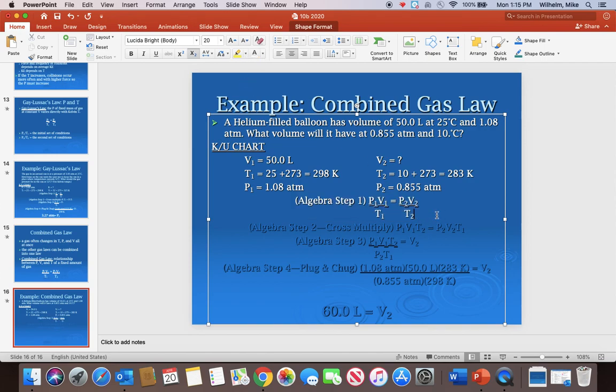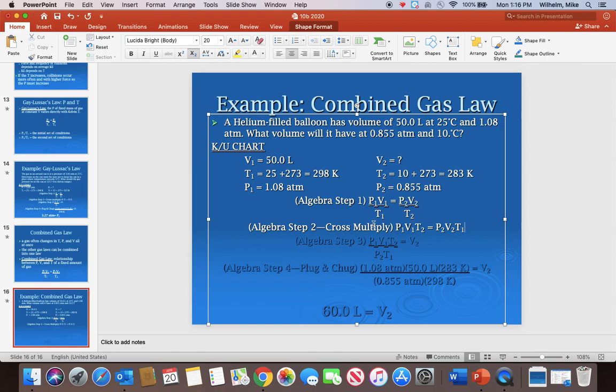So the first thing we do is write down the combined gas law. And you can see that I need to get V2 by itself. And the first way to do that is to get rid of these fractions, these proportions, by cross multiplying, just like we did on earlier problems. So that's what it looks like algebraically after I cross multiply. P1 V1 T2 equals P2 V2 T1.